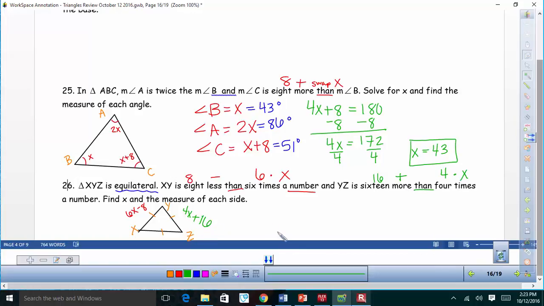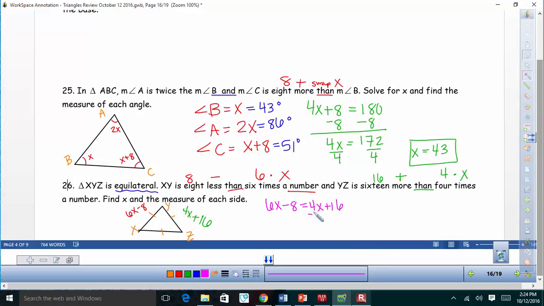Okay, and then it says find x and the measure of each side. So it doesn't give me all 3 sides, but what do I know about the 2 that I'm given, Trey? They're equal. So we're going to set these 2 equal to solve. So 6x minus 8 equals 4x plus 16.